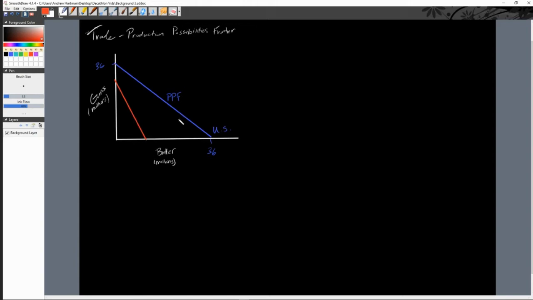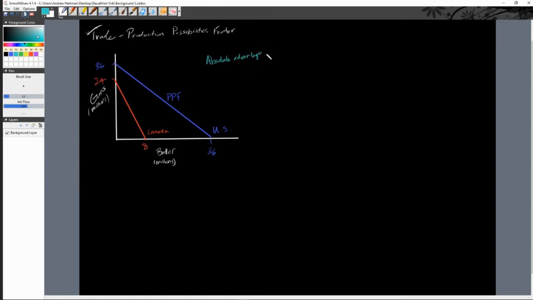Okay, let's add our neighbor to the north. Let's add our neighbor Canada. And let's say they can produce at a maximum of 24 million guns and 8 million units of butter. Again, the PPF is the same, right? That PPF shows that they can only produce in between there and no more than that, right?